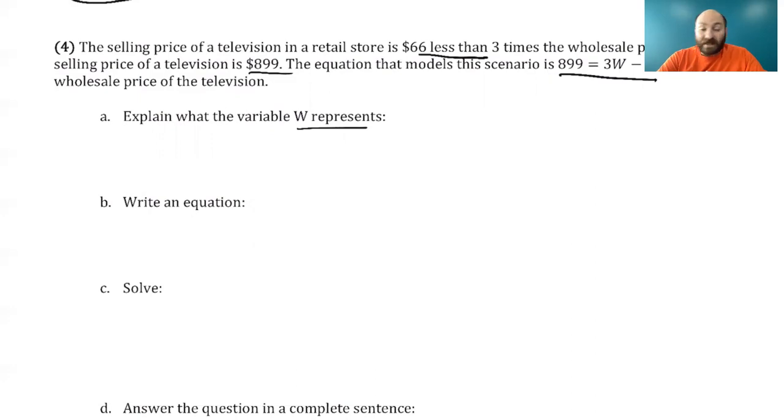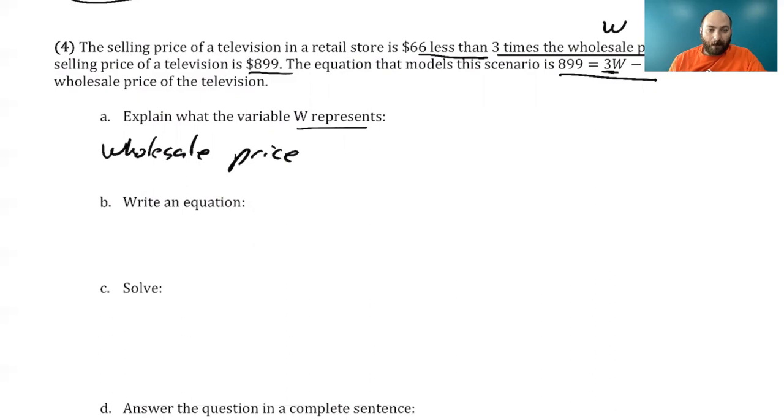It doesn't directly say, but you look back and it says 3 times the wholesale price, and in my equation I've got 3 times W. That's what W represents, the wholesale price. We look at the equation and we see what is being multiplied by 3 is the wholesale price, and that's 3 times W there. So write an equation. In this case, it's already given, but if I didn't have that, I should be able to actually interpret this part, which we'll get to in the future.